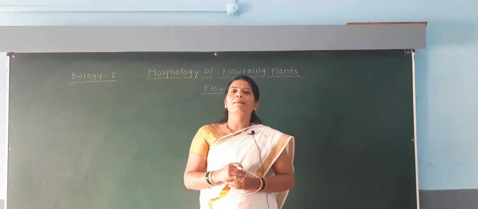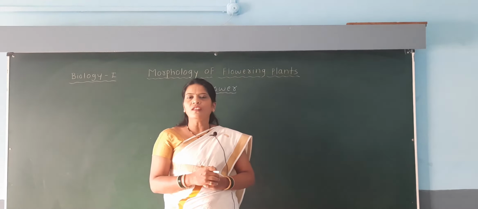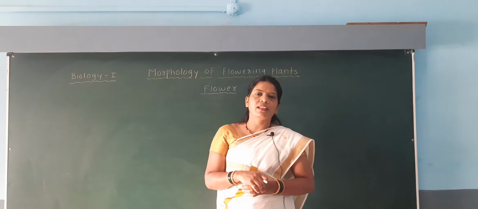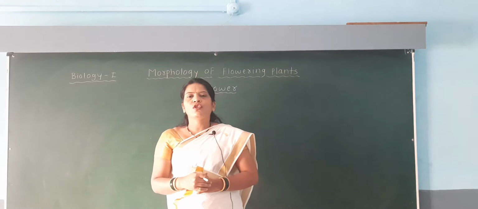कारण जे काही प्लांटमध्ये सेक्शुअल रिप्रोडक्शन होतं ते कुणाद्वारे होत असते? ओनली बाय दिस फ्लावर. सो फ्लावर इज अ इम्पॉर्टंट पार्ट फॉर द सेक्शुअल रिप्रोडक्शन इन द प्लांट. सो एवरीबडी, all of you are known the structure of the flower.